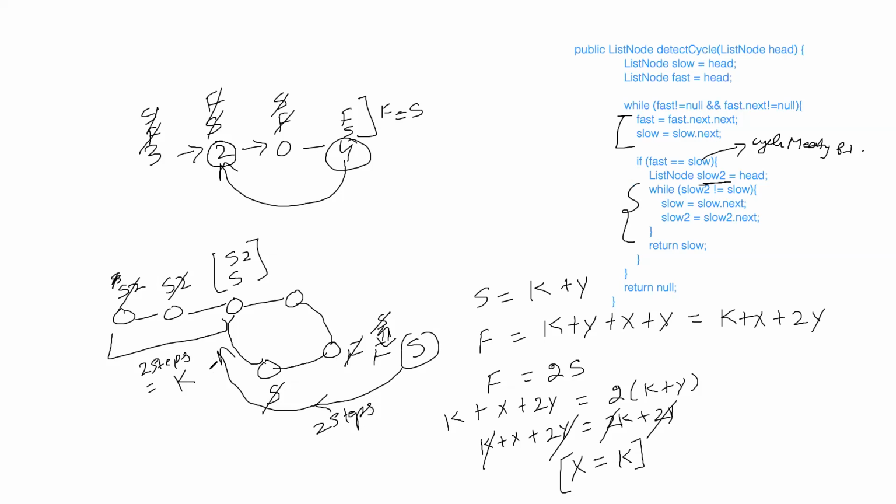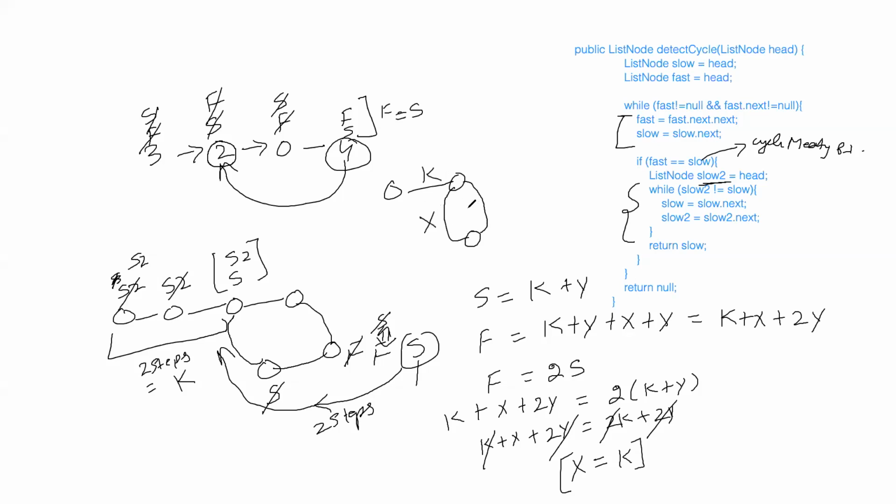So 2 steps equal to 2 steps. That's what we are trying to say. Whatever distance slow pointer will take, it's the same distance slow 2 will take. Wherever they meet, that would be the start of the cycle. Okay. Does it help to understand, Naga? Yeah. Makes sense actually. So the distance from the start and the distance from the meeting point to the intersection will always be the same. Yep. Okay.